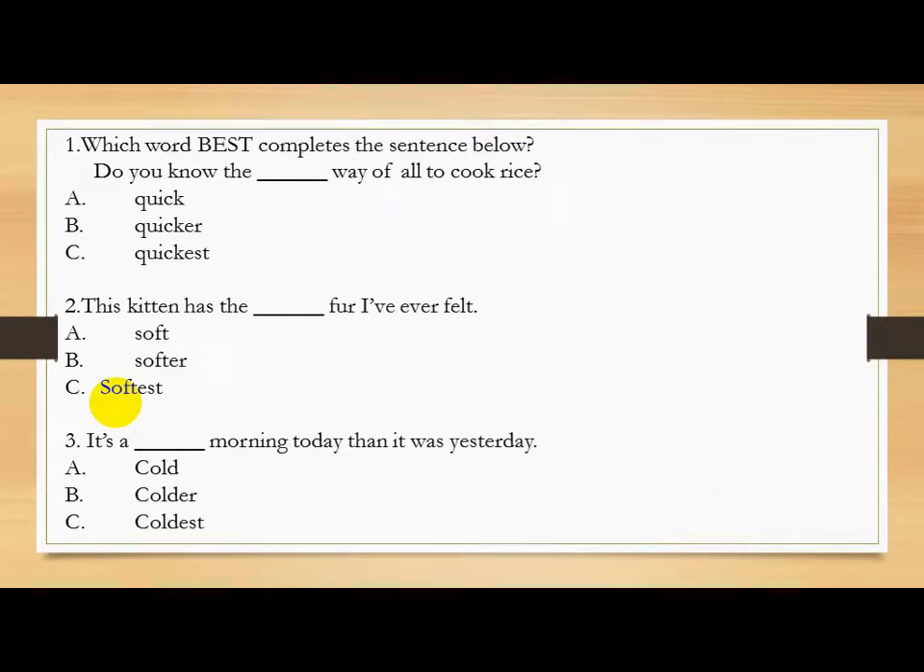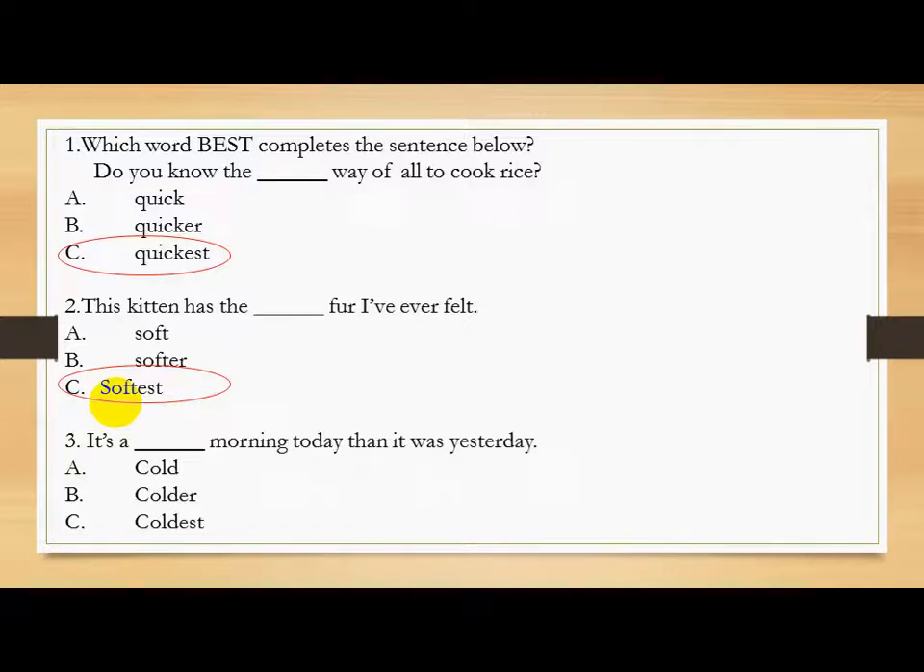Let's practice. Which word here completes the sentence below? Do you know the? Here there is the, so I should choose adjective and est. It will be the quickest way of all to cook rice. Number 2, this kitten has the. Here is the, and I'm comparing between the kitten and all the other kittens, so it will be this kitten has the softest. Super.